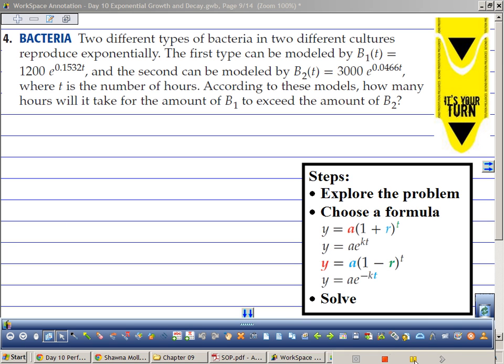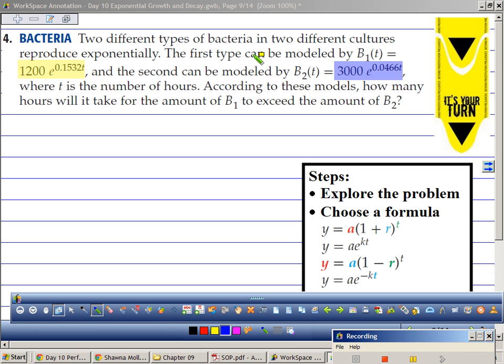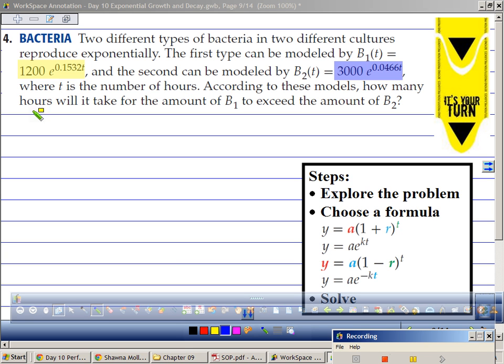You guys do this one on your own. Pause. Okay, so the first one it says can be modeled by this formula, and the second one can be modeled by this formula, where t is the number of hours. According to these models, how many hours would it take for the amount of B1 to exceed the amount of B2?